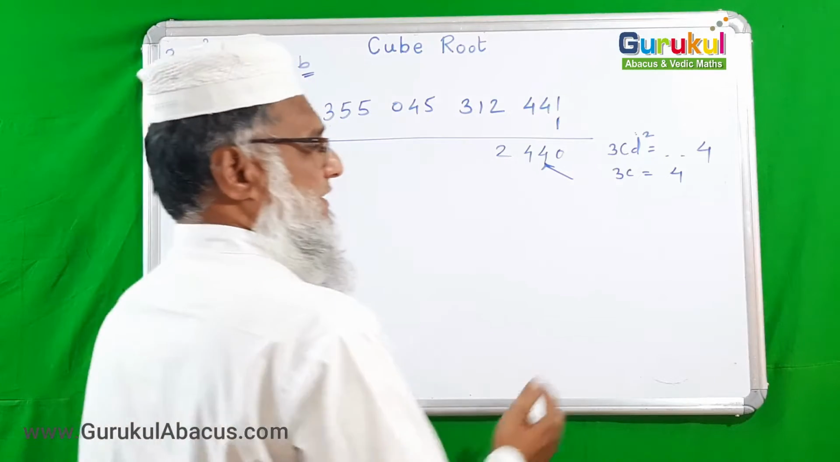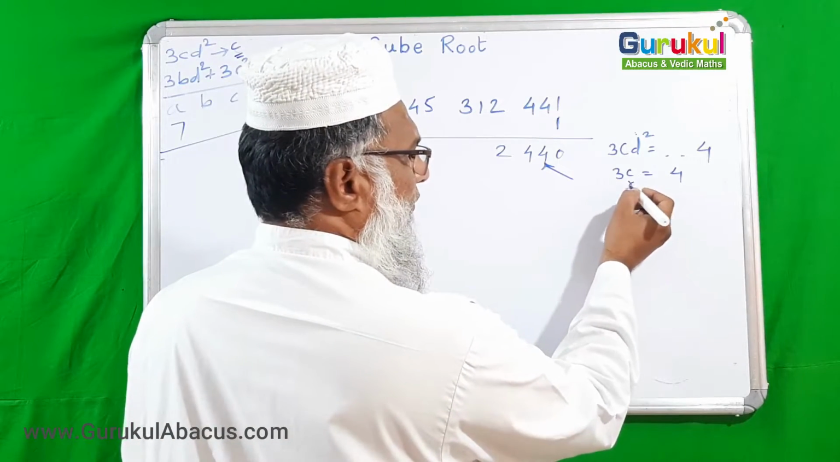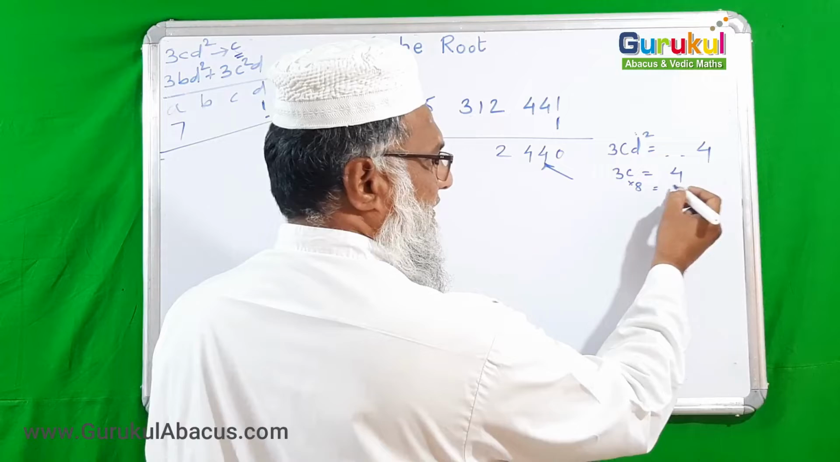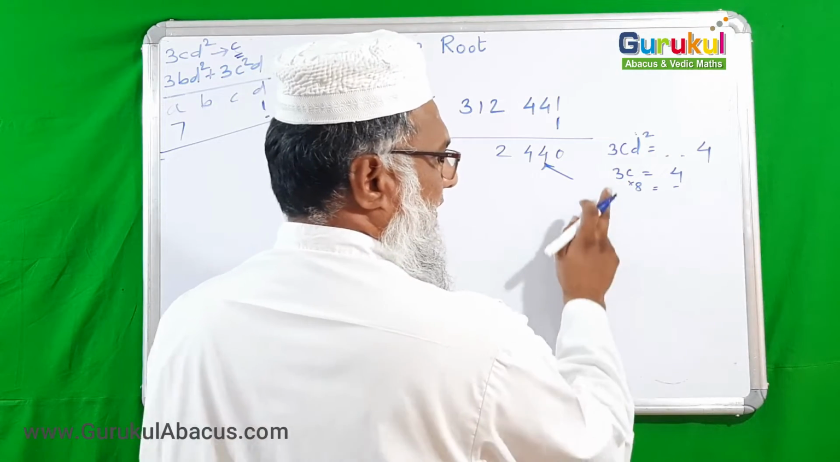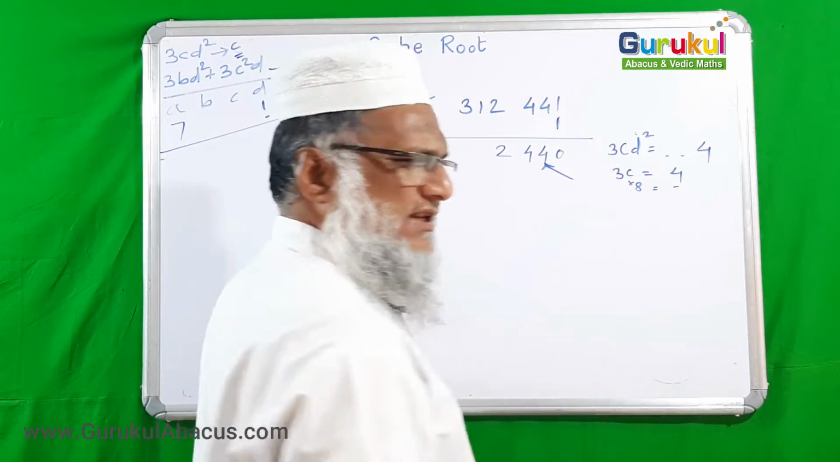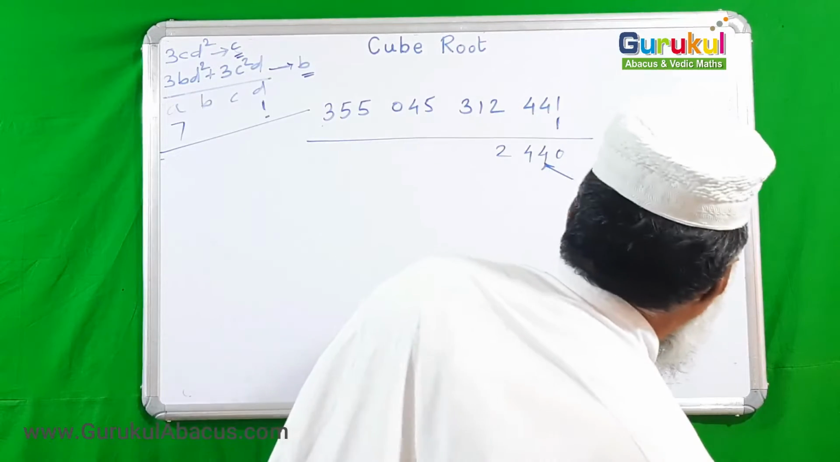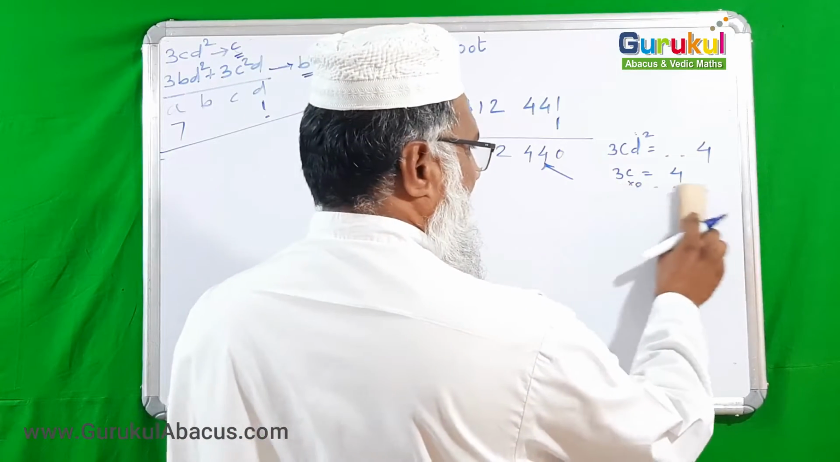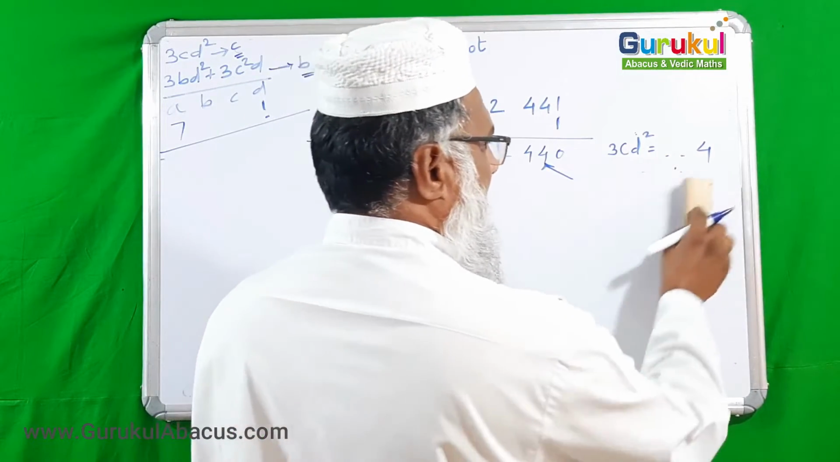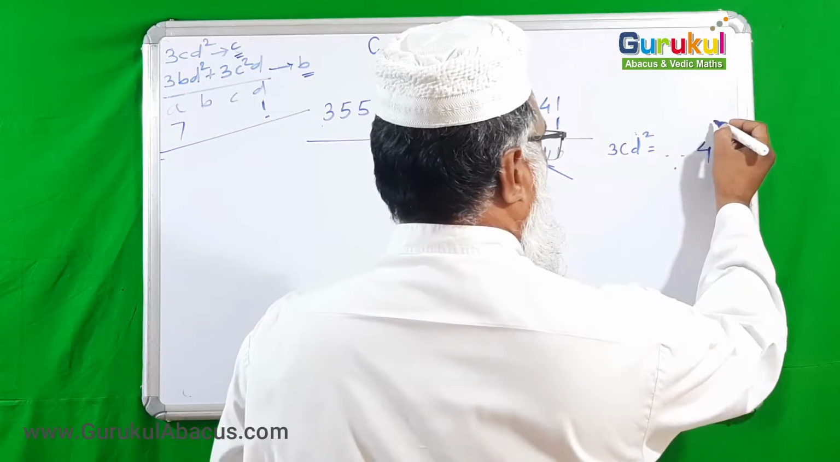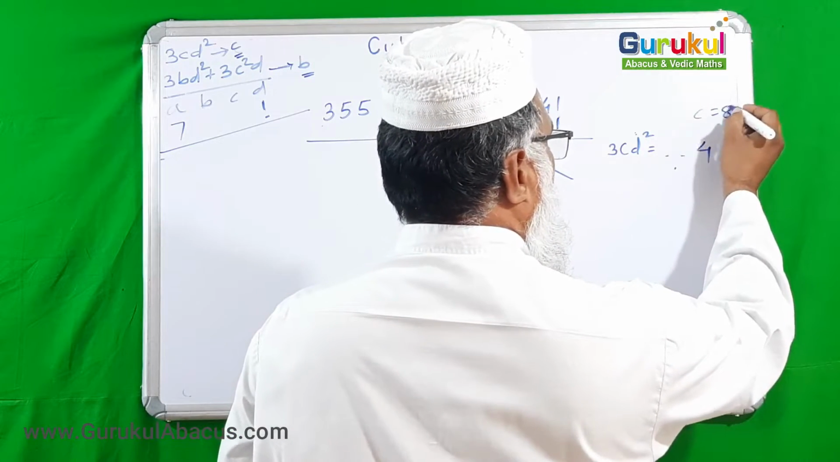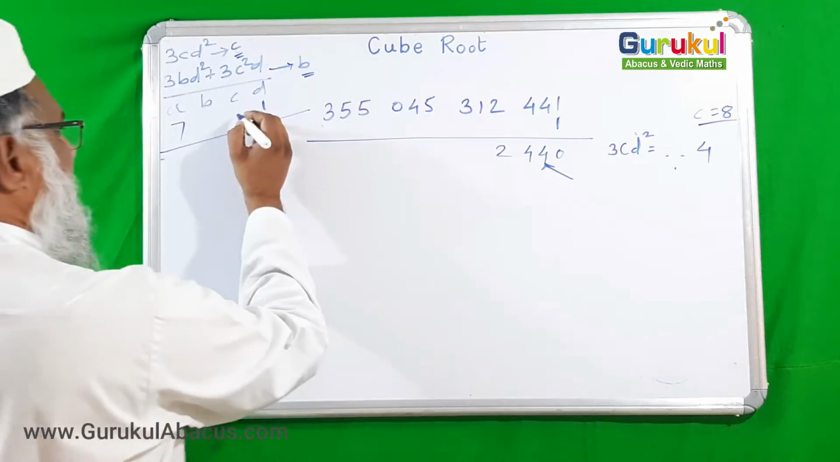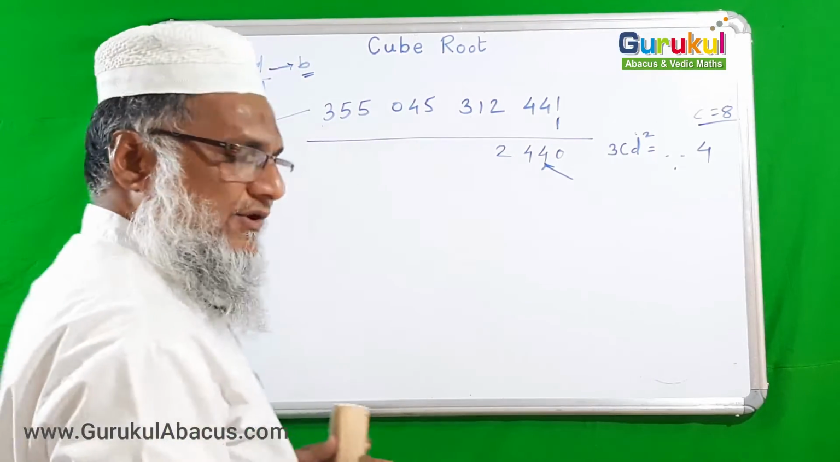Now see, 3 into what ends with 4? Now 3 8s are 24. Easily we can understand. So here we can say that C is equal to 8. Our first value we have found, C is equal to 8. Okay, that I want to write here firstly. C is equal to 8 we have gotten.